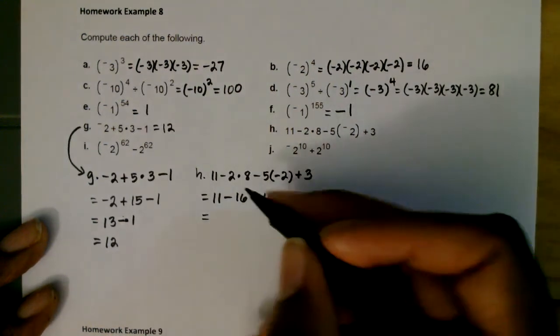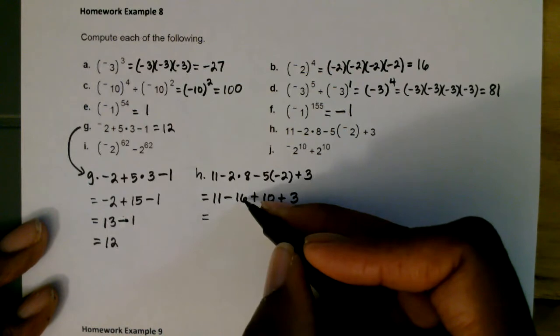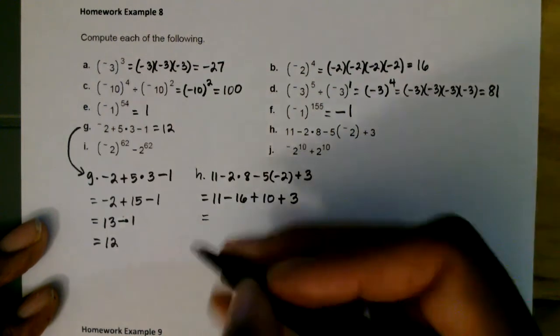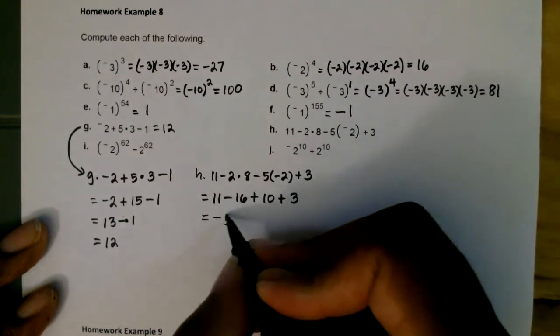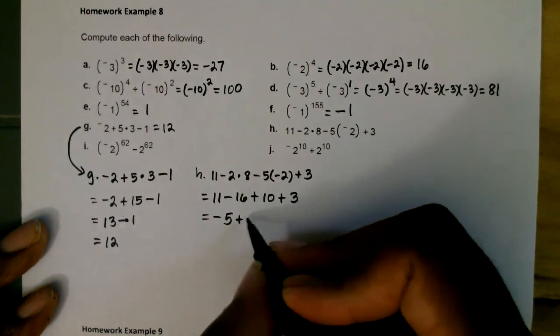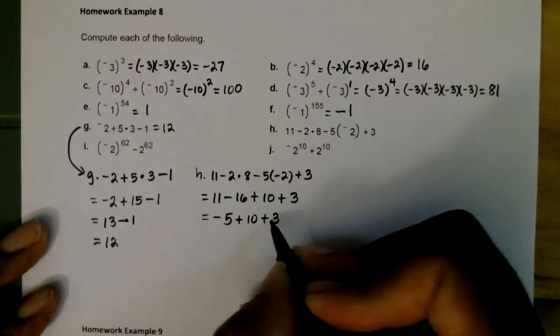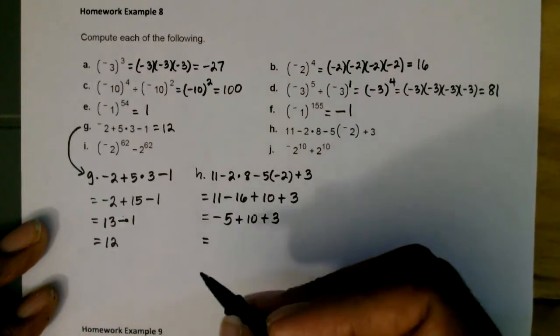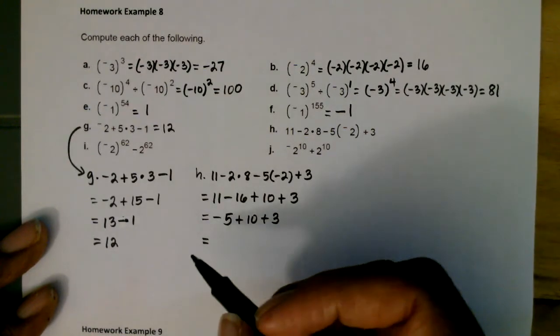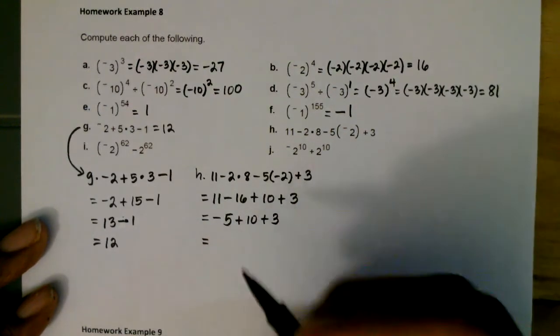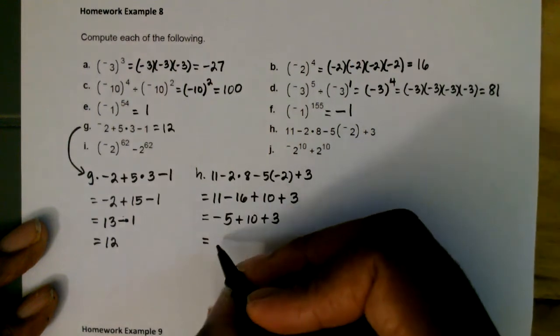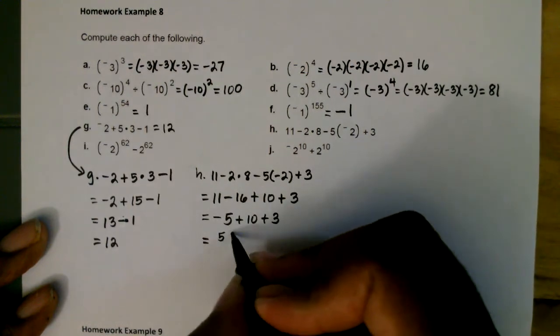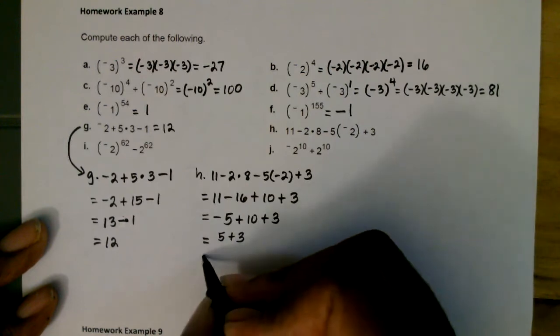Now we simplify this. 11 minus 16 is like 11 plus negative 16, which is negative 5. And then plus 10 plus 3. Negative 5 plus 10 would just be 5. And then finally 5 plus 3 would be 8.